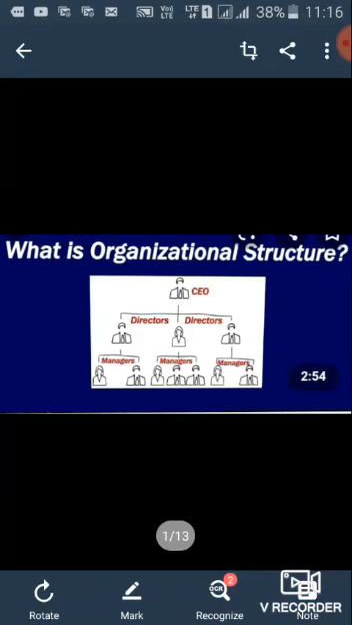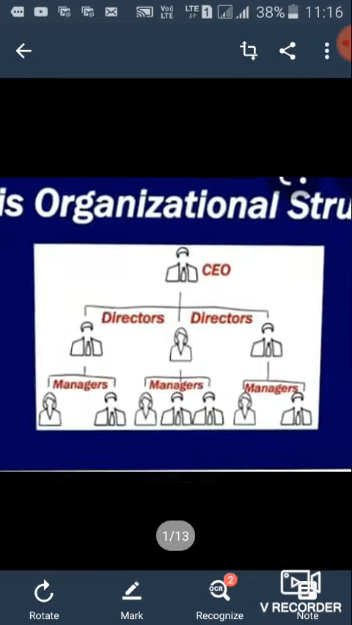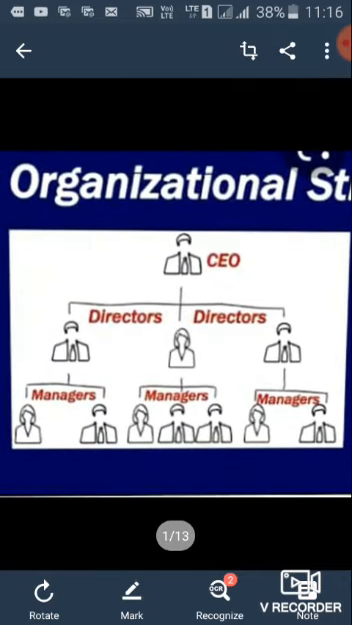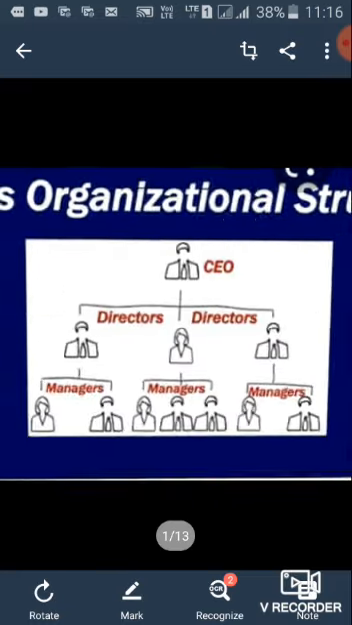Today we are going to start with what is an organizational structure. Now you can have a look at this. What is an organizational structure? You already know this topic. When you see a company, you must be knowing that it has a CEO, it has directors. Under the directors, you are having the managers. This is what is known as organizational structure in simple terms.